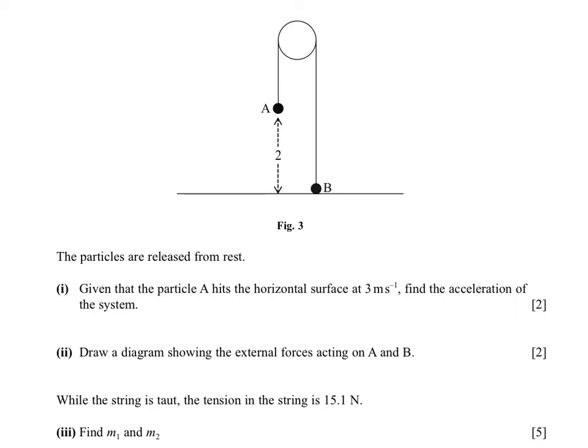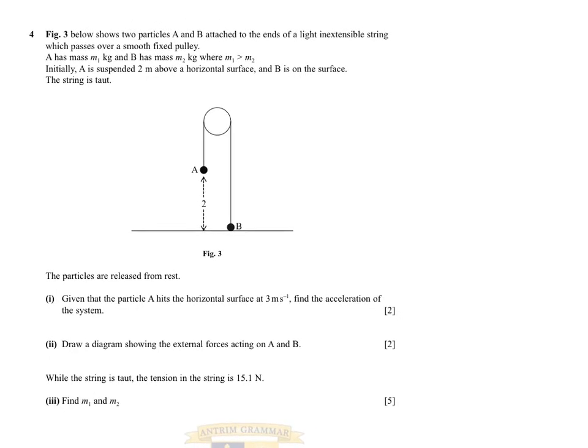Part 1. Given that the particle A hits the horizontal surface at 3 meters per second, find the acceleration of the system. So, for part 1, acceleration is what we want to find out. It's released from rest and it has a speed of 3 when it hits the ground. It goes a distance of 2 meters, so we've got enough variables there to work out a.